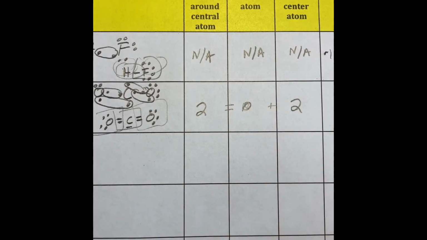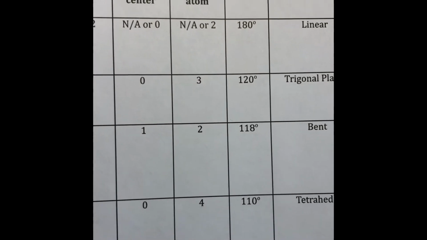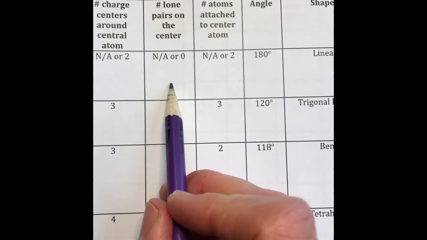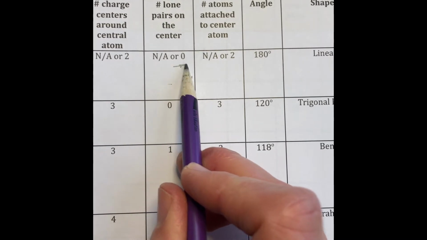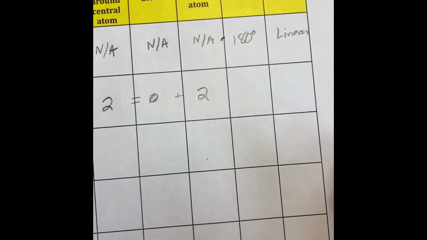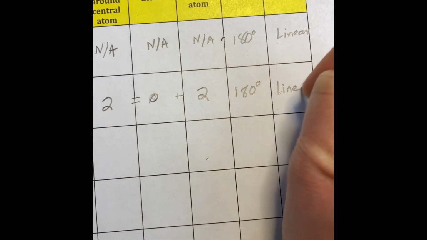And I go to my chart, and I find something that might have a 0 and a 2 on it. And let's see here. Aha, it's this linear one again. So 0 lone pairs on the center, but 2 atoms attached: 180 and linear. So 180 degrees, and it's going to be linear.